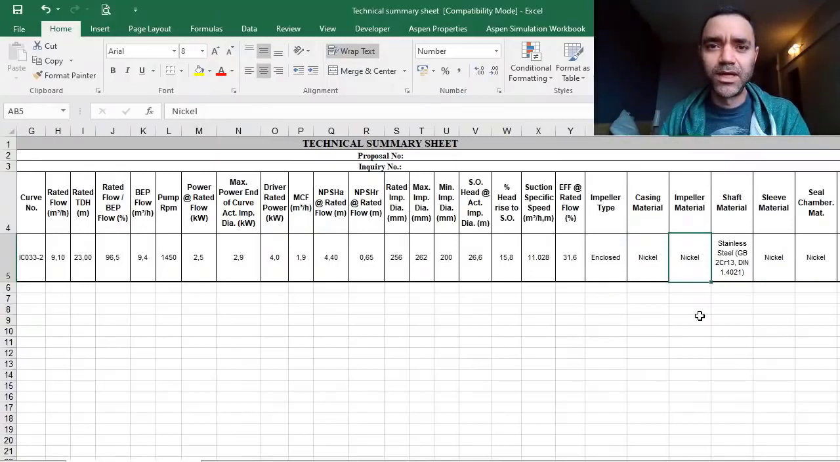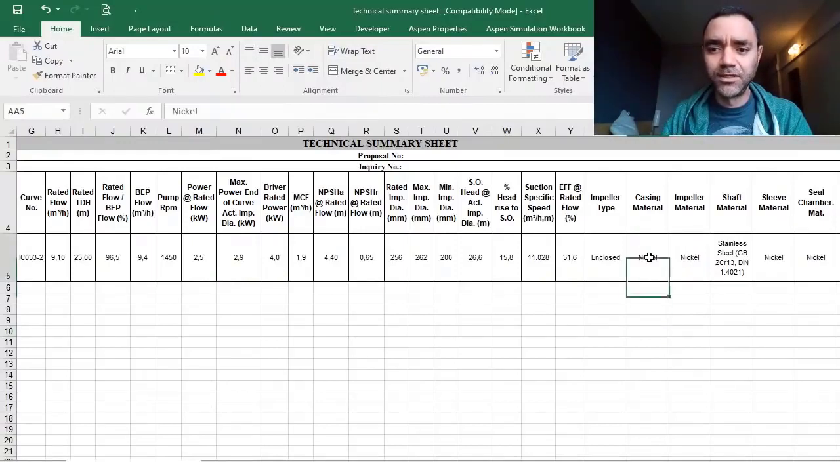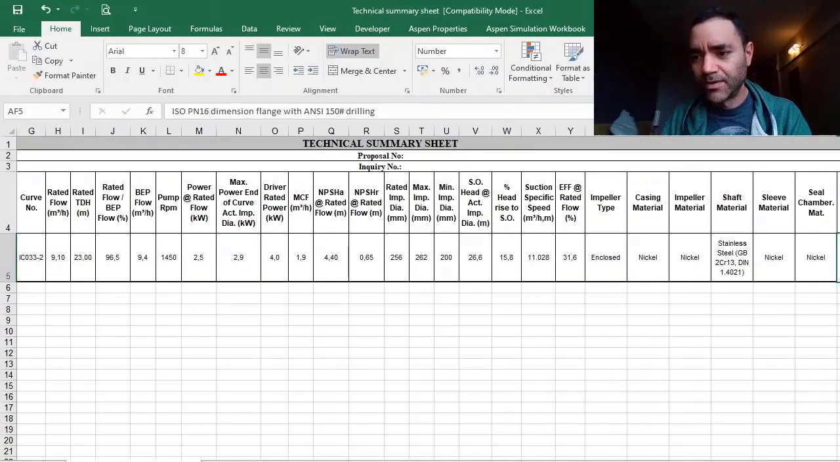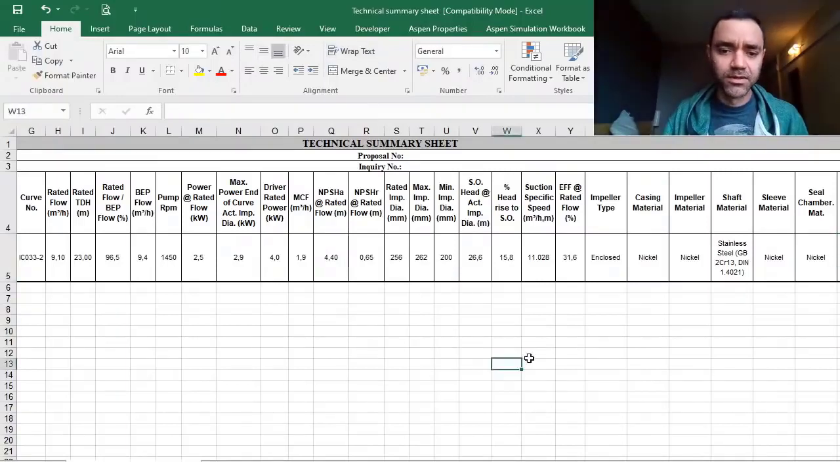The impeller is enclosed, and the material is important when we are talking about corrosive materials, abrasive materials, to select the right material for the process. Then the shaft material, and here the flanges, and we have the size of the flanges. You can see that ISO 16 and 150 pounds of pressure rating.